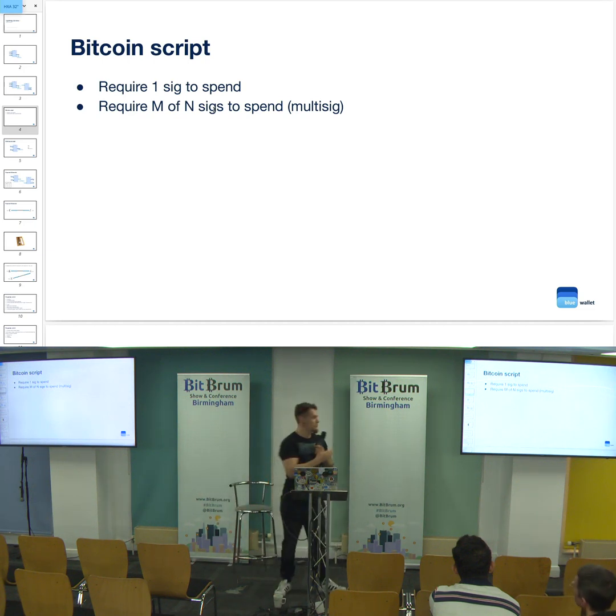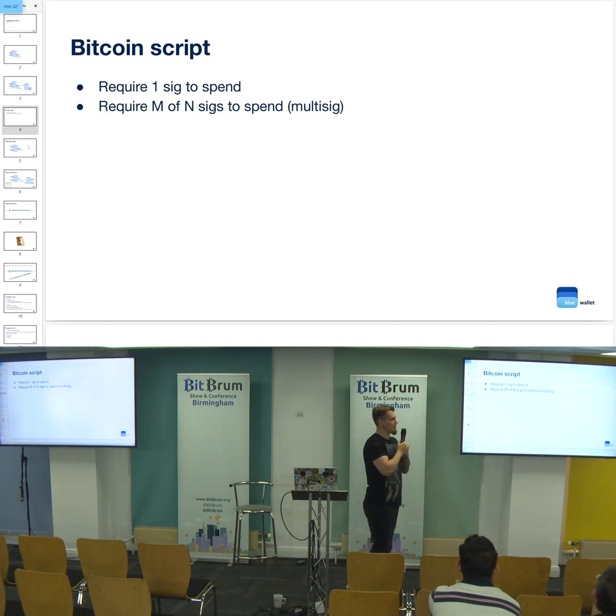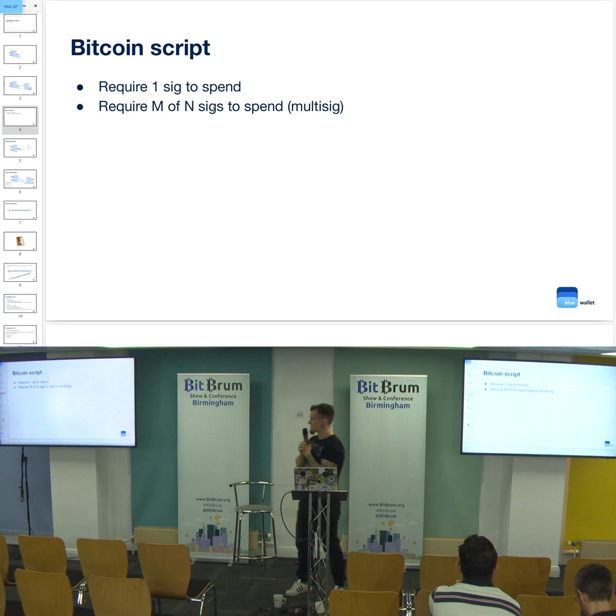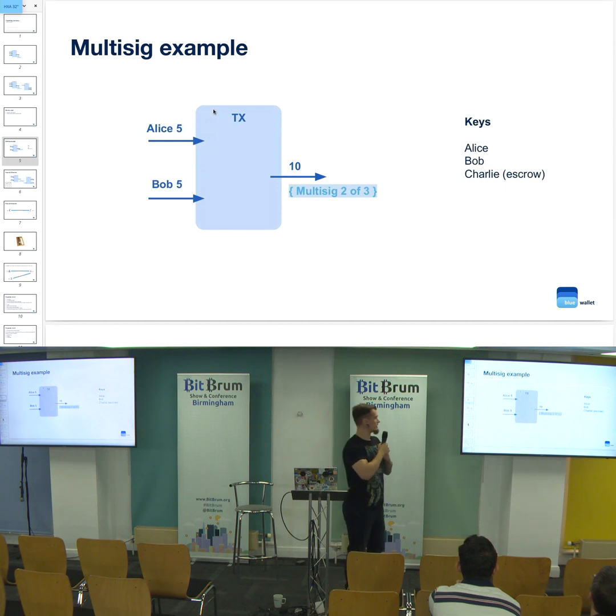Before that, we witnessed the single sig. So it's required to have one signature to spend the output. Now let's imagine we have a multisig which requires several signatures to be able to spend the output. This is usually written as m out of n. So if you have at least m private keys, you're allowed to spend some output. Let's take a look at an example of multisig.